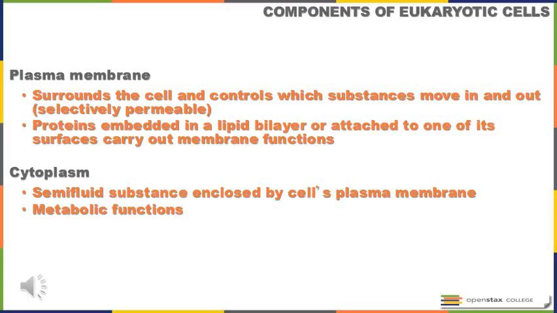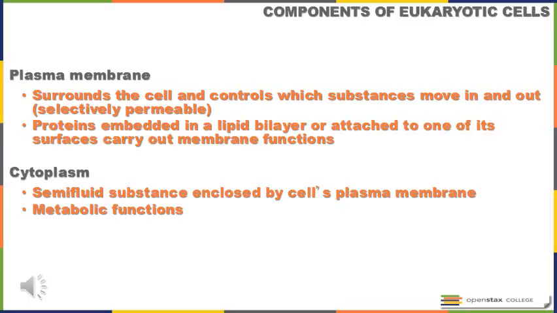And so the plasma membrane is a lipid bilayer, and it has proteins embedded in its surface, and it surrounds the cell and controls which substances move in and out of the cell. And so that means it's selectively permeable. It can keep some components out and let others in. It's very selective. I like to think of it as a bouncer at a nightclub. Some things will be let in and other things will not be let in.